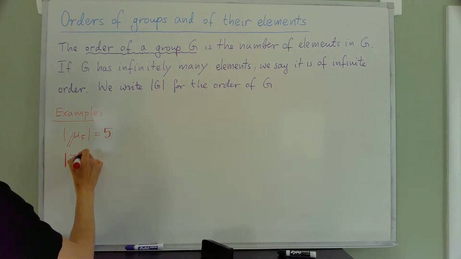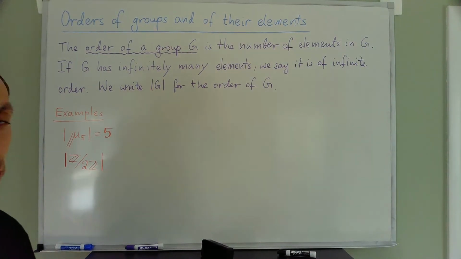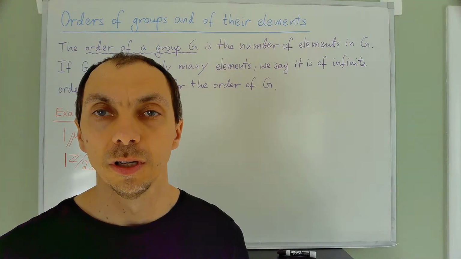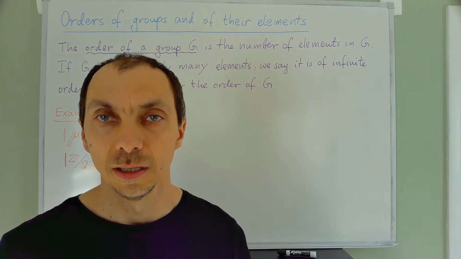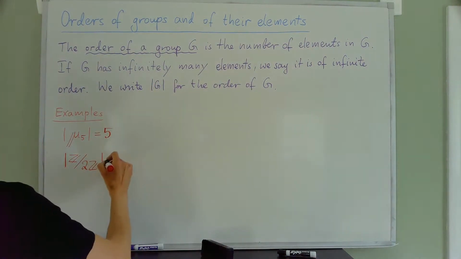How many elements do we have in the group Z mod 2Z? How many congruence classes do we have mod 2? There is 2Z and 1 plus 2Z. So only 2. So the order of this group is 2.